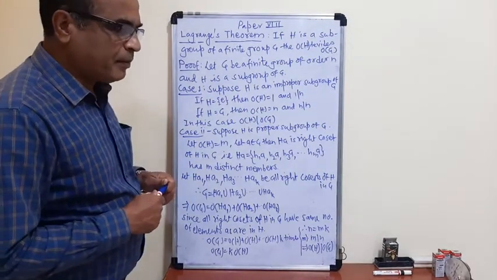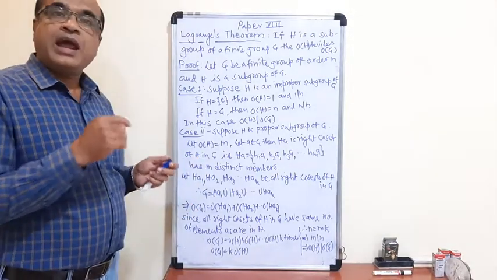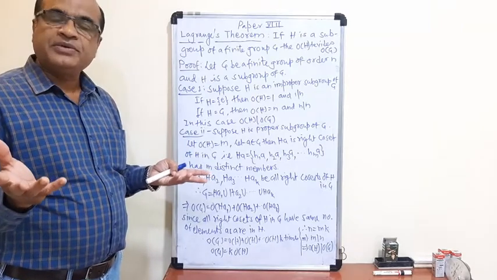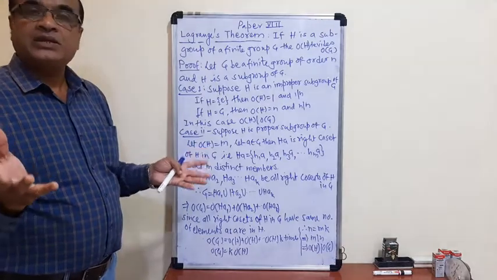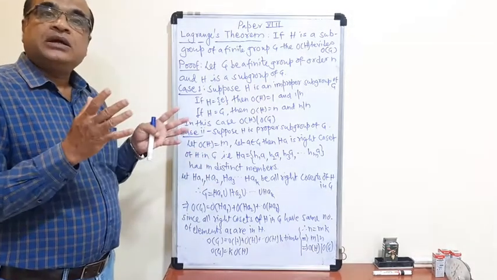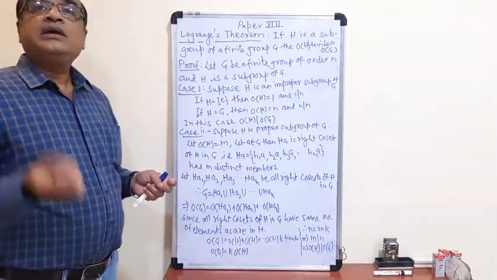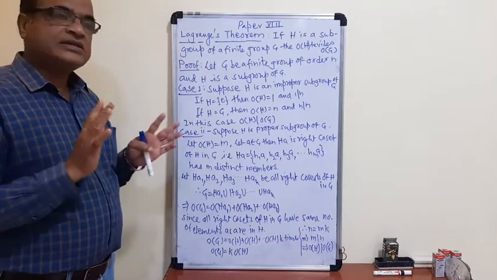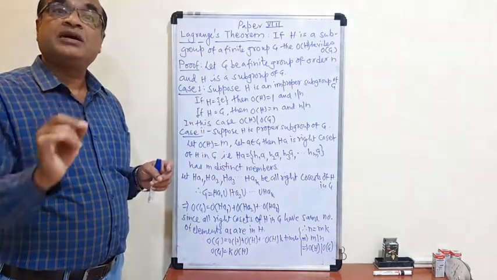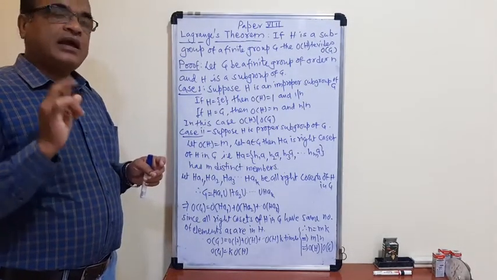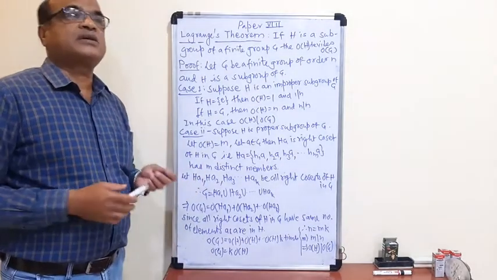Then what is the property of existence of identity? If a is an element of the non-empty set G, then there exists an element e belonging to G such that a star e is equal to a is equal to e star a. Then e is called the identity element. Repeating again: a star e is equal to a itself, is equal to e star a, then e is called the identity element.